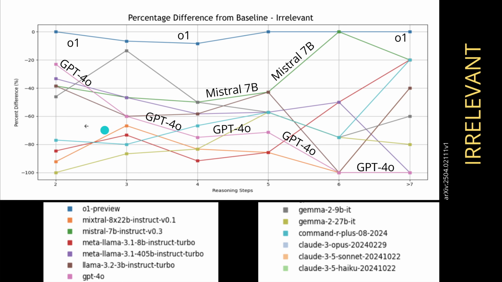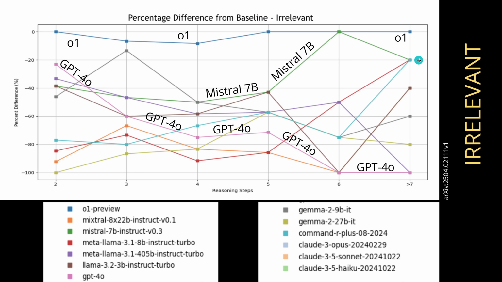Mistral, also in green here. 2 reasoning steps, minus 40%. Down, down, down. But then look at this. 6 reasoning steps, suddenly it's back to 0 degradation. How is this possible? At 6 reasoning steps, somewhere in the training data set, this is what I assume, there were so many good examples that Mistral 7b said, hey, I found the solution immediately. I'm not distracted by this irrelevant information in my prompt. I can handle it. Amazing.